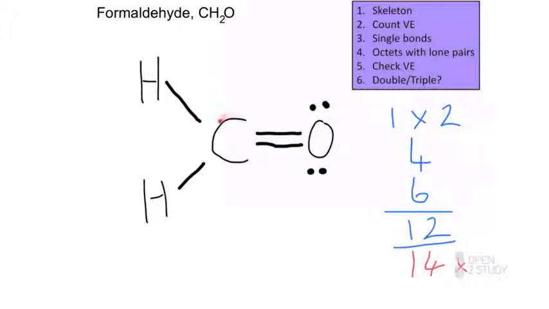If you check now, the carbon atom can see 2, 4, 6, 8, so it's happy, and the oxygen can see 2, 4, 6, 8. It's happy. They're both happy. This should be our Lewis structure.